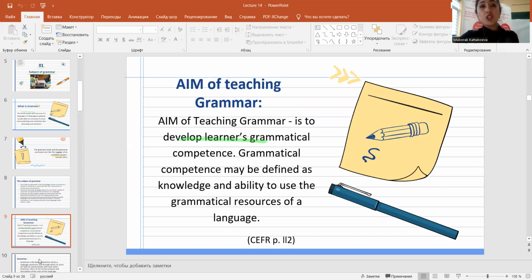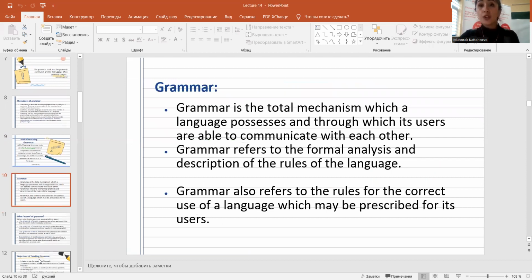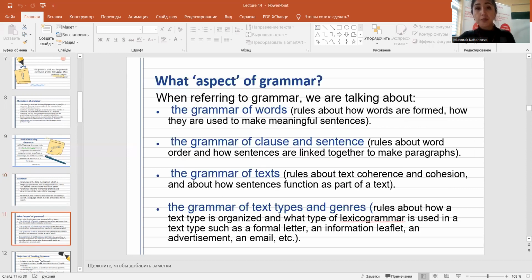Grammatical competence, we can define it as knowledge and ability to use the grammatical resources of a language. So your students not only need to know the rules, but to have grammatical competence, they need to be able to use and implement those rules in real life. Grammar actually is the total mechanism which a language possesses and through which its users are able to communicate with each other. Your focus in teaching grammar is for your students to communicate in real life situations.